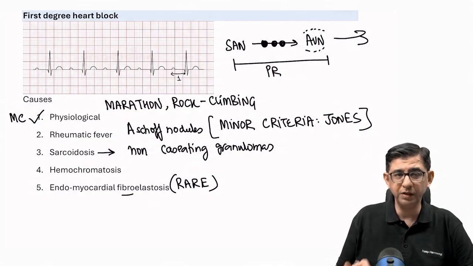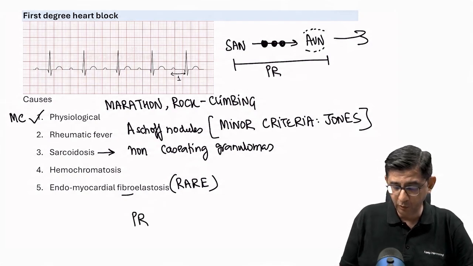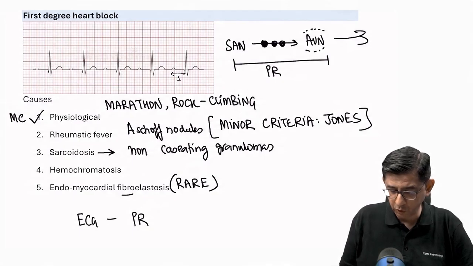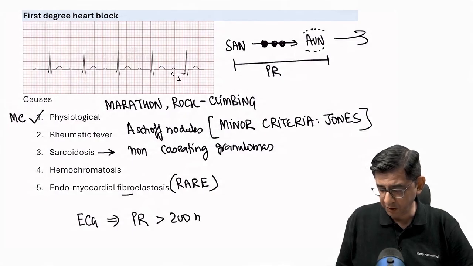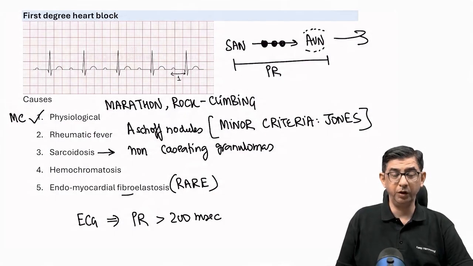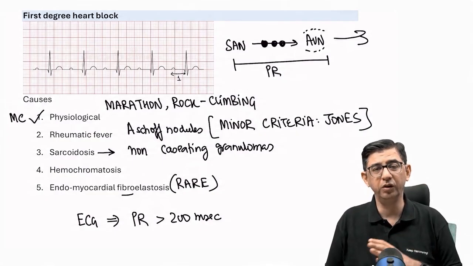So in all of these conditions that I've mentioned before you, including the most common one, that is physiological due to high vagal tone, the PR interval in this condition will be more than 200 milliseconds, and we cannot do anything about it because there is no pacemaker required here, because the disease is not of the SA node or the AV node.